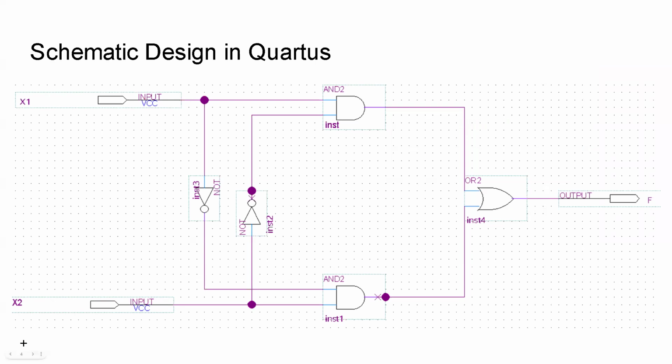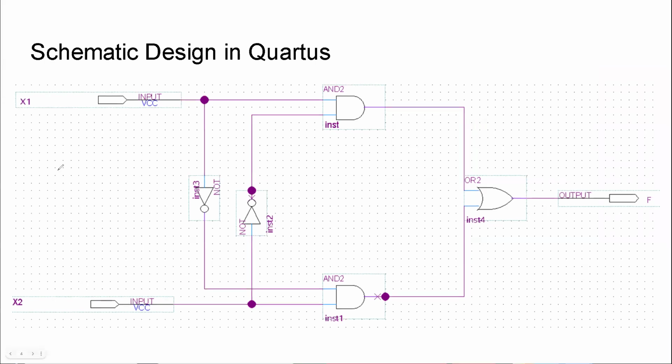So this is an XOR schematic. We are going to be demonstrating here with the drawing tool. So I'm just going to explain some of the things. We've got our inputs on the left, X1 and X2, and our output on the right, F.